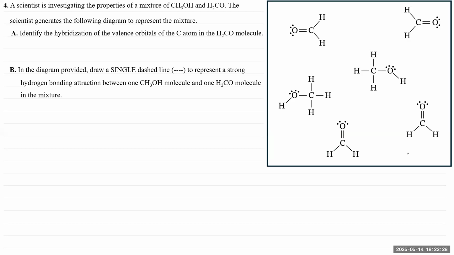A scientist is investigating the properties of a mixture of CH3OH and H2CO. The scientist generates the following diagram to represent the mixture. A. Identify the hybridization of the valence orbitals of the C atom in the H2CO molecule.